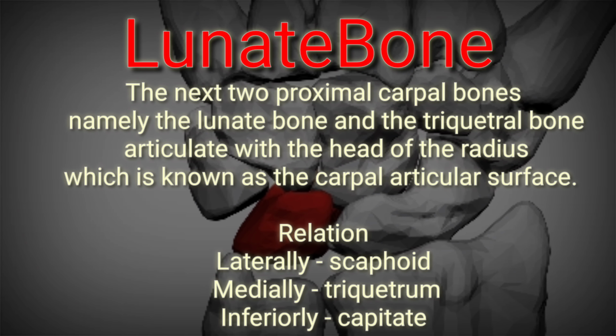The lunate bone. The next 2 proximal carpal bones, namely the lunate bone and the triquetral bone, articulate with the head of the radius, which is known as the carpal articular surface. Relation: laterally scaphoid, medially triquetrum, inferiorly capitate.